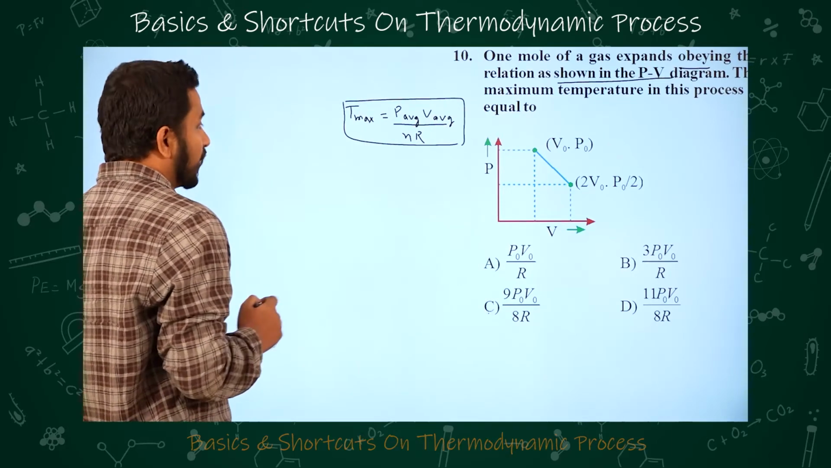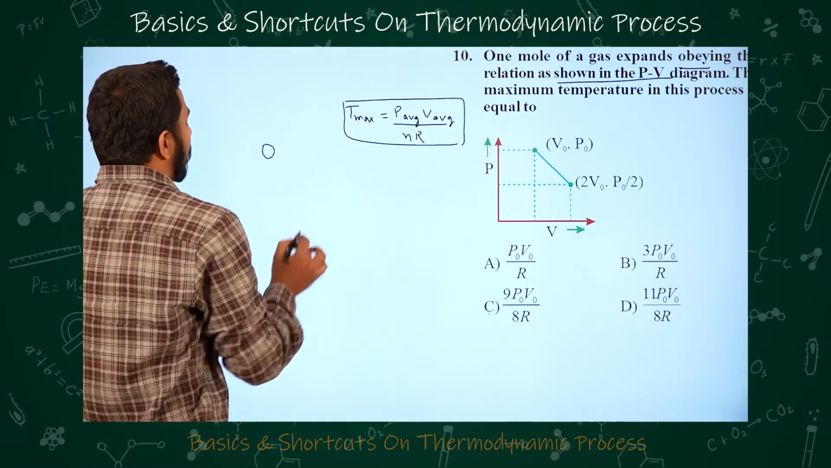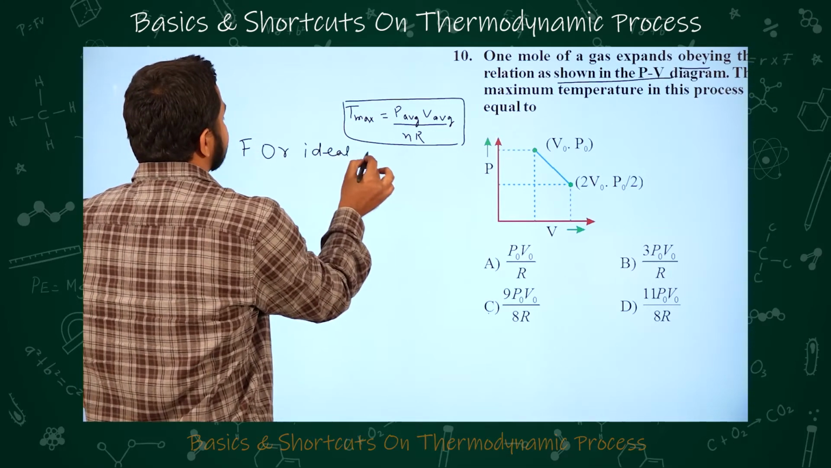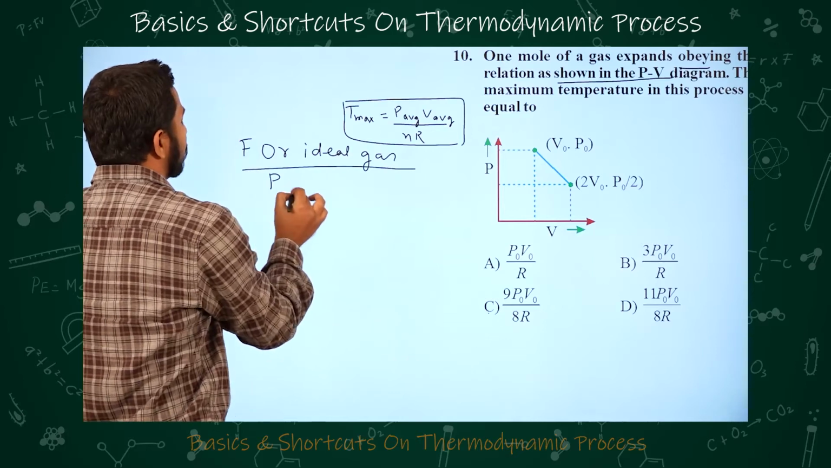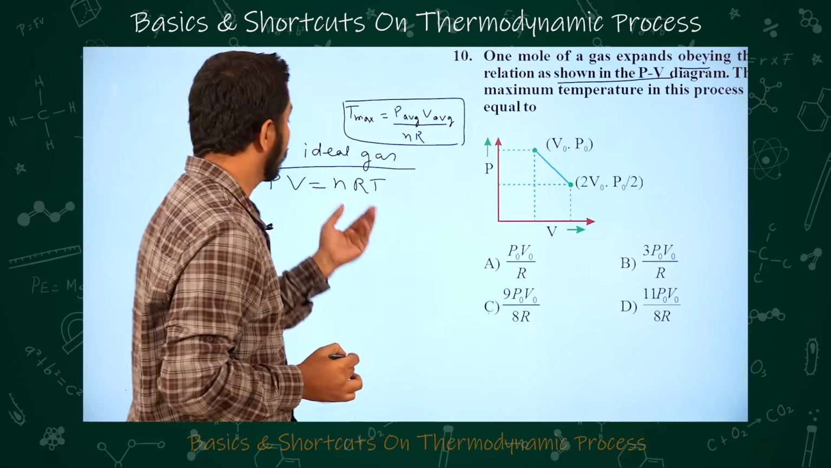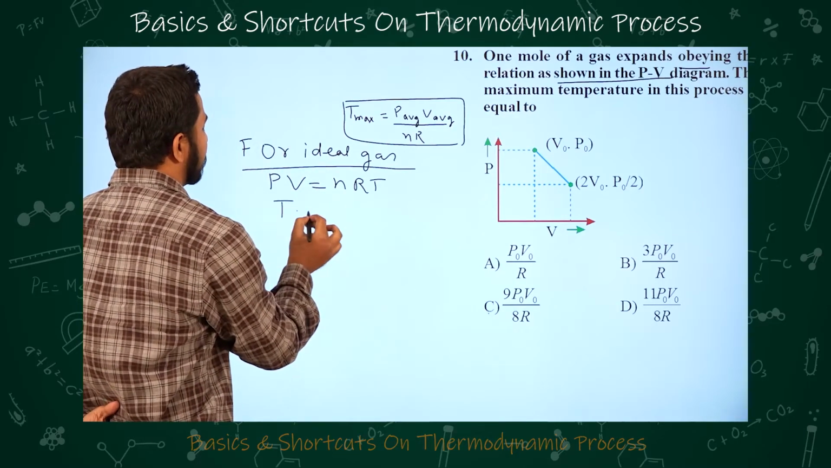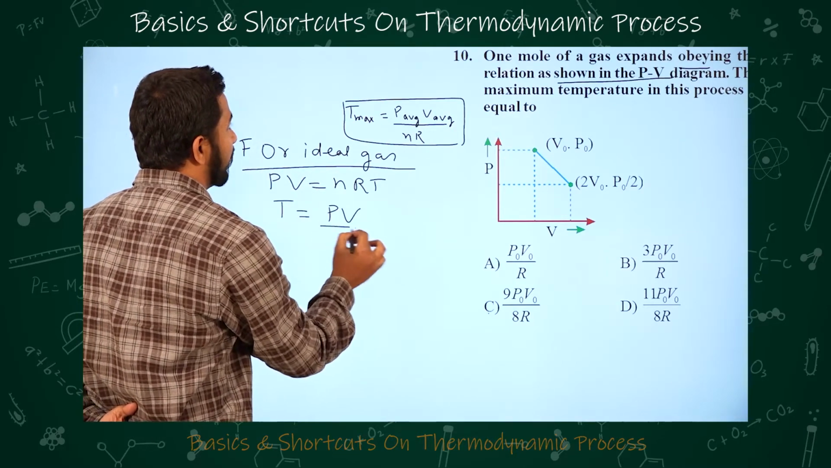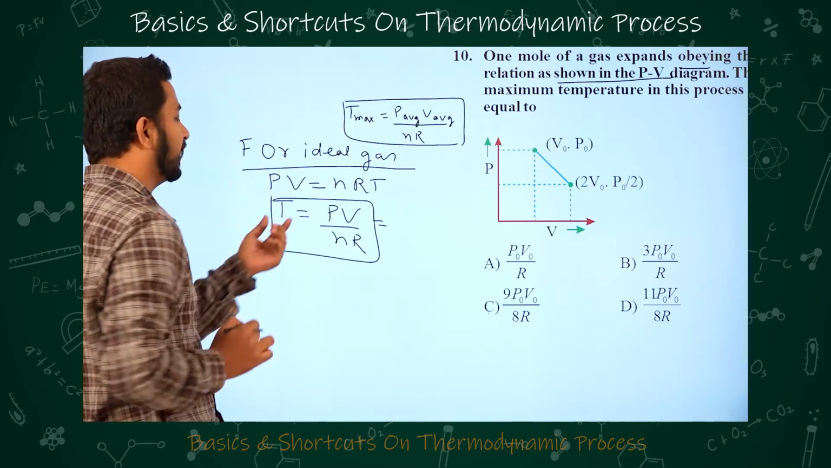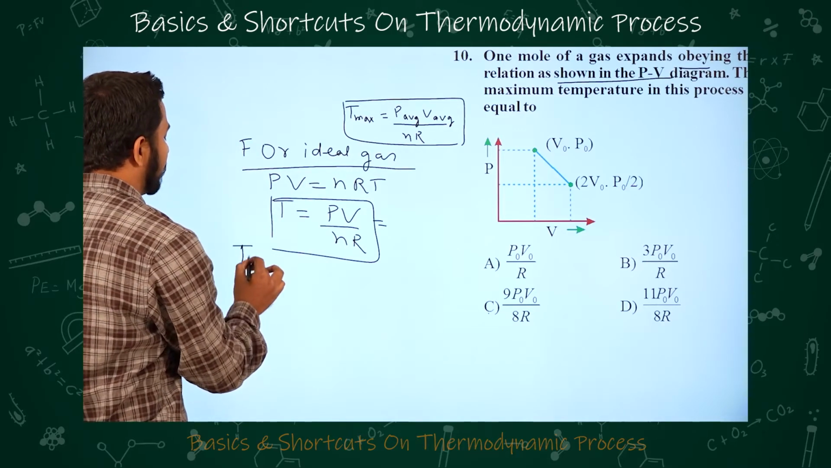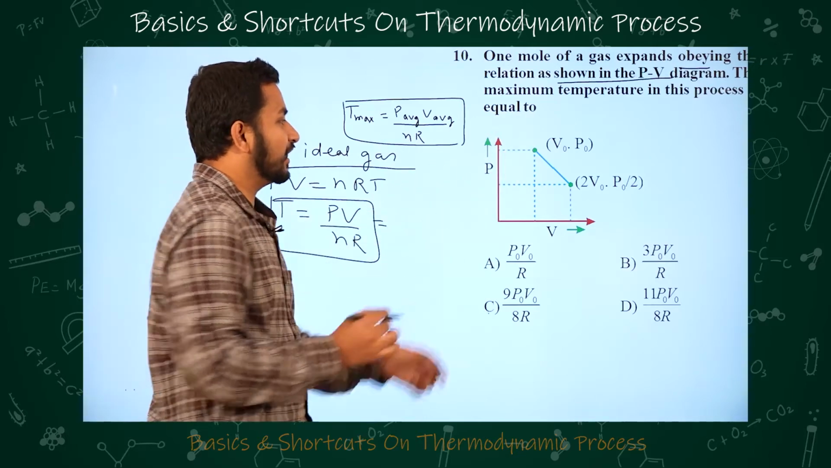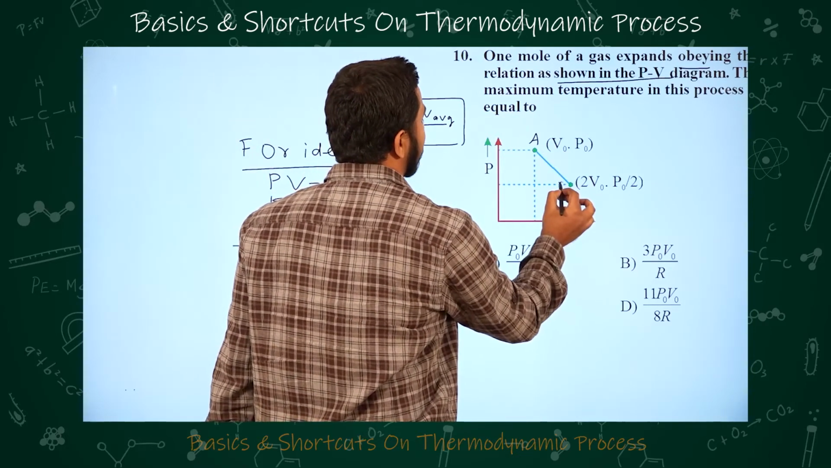So if you have to calculate the maximum temperature, we know that for an ideal gas, PV is equal to nRT, and we have P0, V0 given, so I can calculate the temperature. So if I have to calculate T, it will be PV by nR, the standard formula for finding temperature. If I have to find the temperature at A, I'll put the pressure at A; this point is my A point and this point I take as B point.